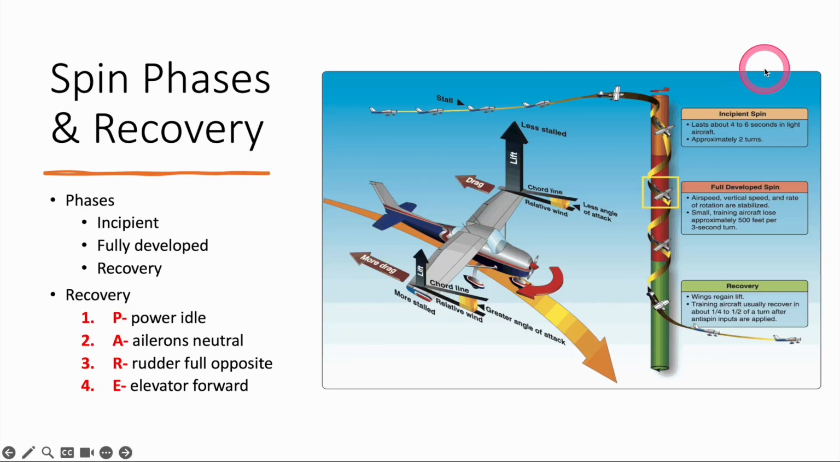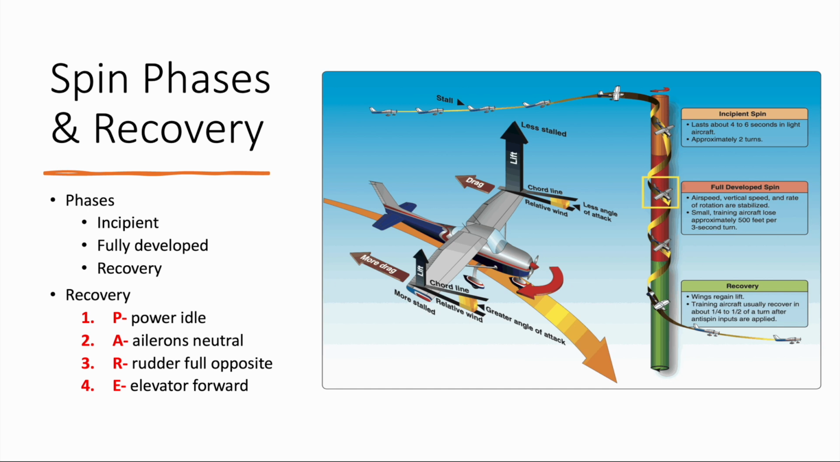So different phases, you have the incipient spin, which is going to be the first few seconds. It's about 2 turns, fully developed spin, and then recovery phase. The acronym to recover from a spin is PARE, P-A-R-E. If you enter a spin, the first thing you want to do is reduce power. So power to idle. Otherwise, you're just going to be spinning faster.